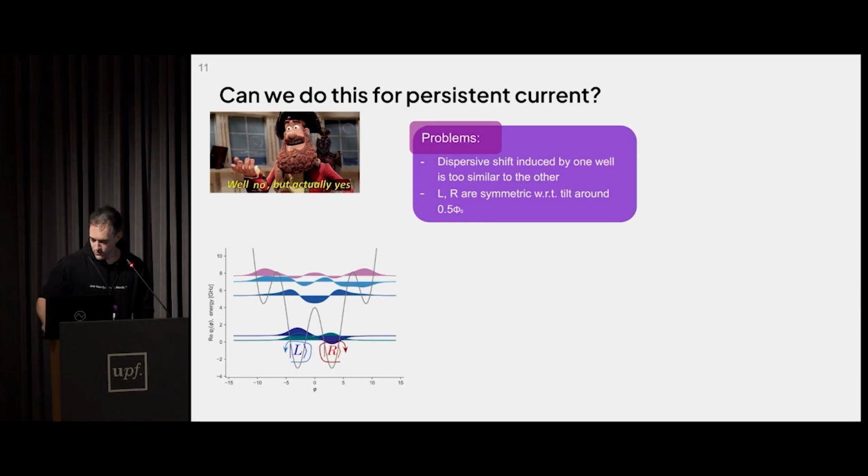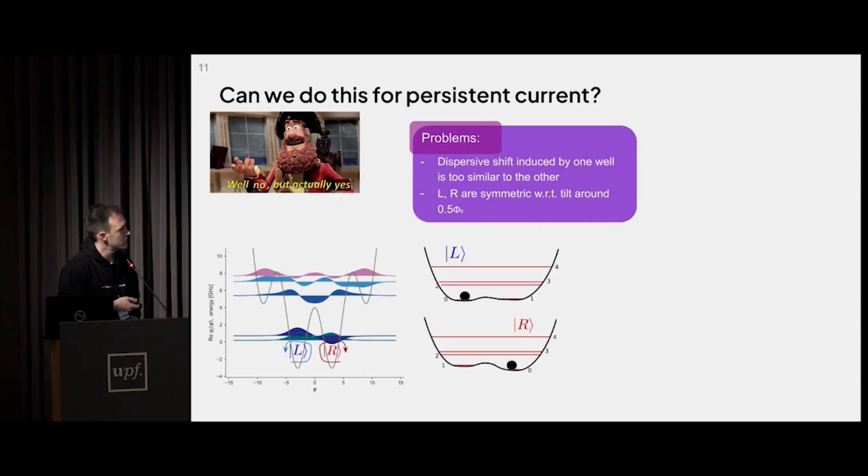But you could say, okay, what if we tilt them a bit? So imagine that you have a small tilt, and now this is your left state, and this is your right state. You still have two problems. The first one is that because the tilt is very small, the dispersive shift that you will get from one mode or another, while it's not exactly the same, will be so similar that you will not be able to resolve the difference between one and the other.